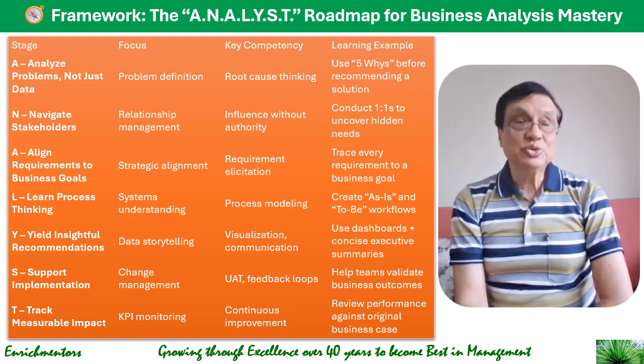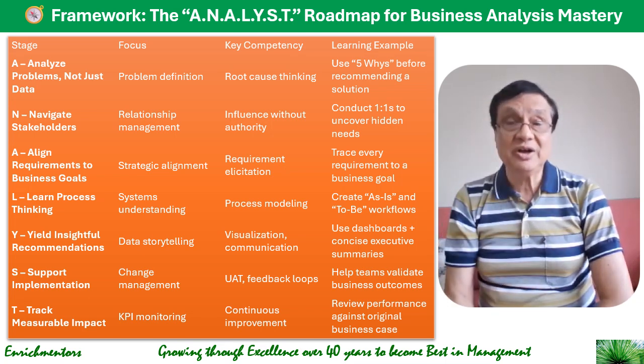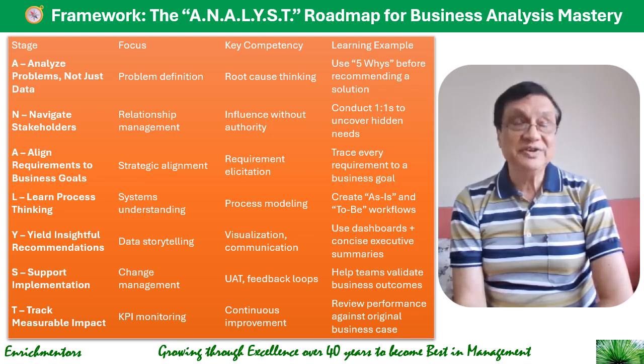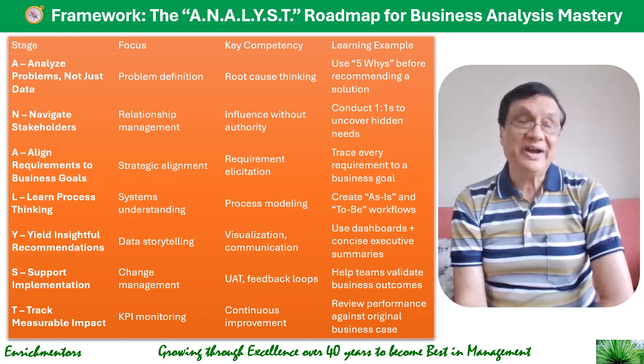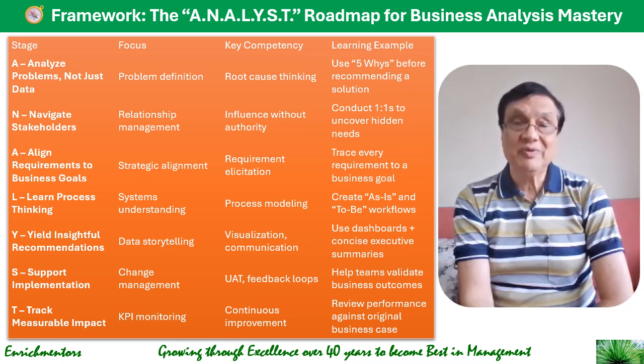Then the second stage is to navigate the stakeholders. There the focus is on relationship management with these stakeholders so that you can influence without authority. For that you can conduct one-to-ones to uncover the hidden needs of each of these key stakeholders, maybe 5 or 6, or 8 at best. Then you align requirements to business goals. The whole idea is to align strategically, and the key competency is to elicit requirements and trace each requirement to a business goal.